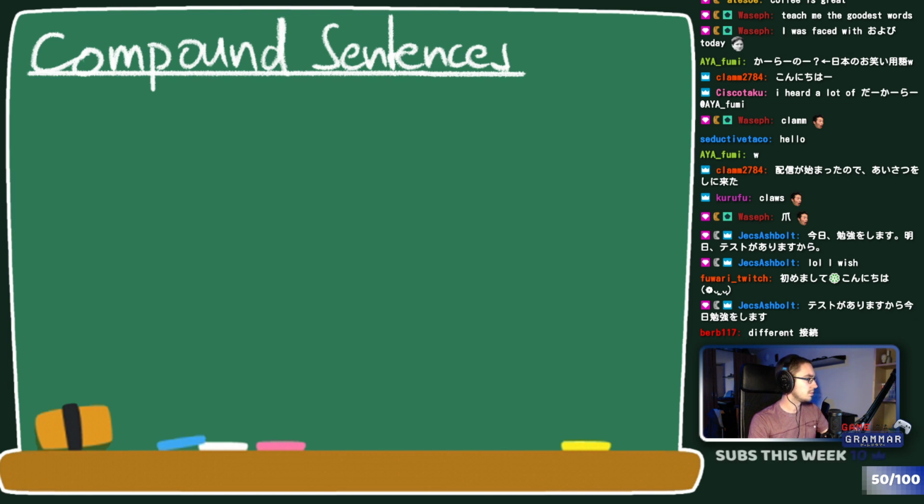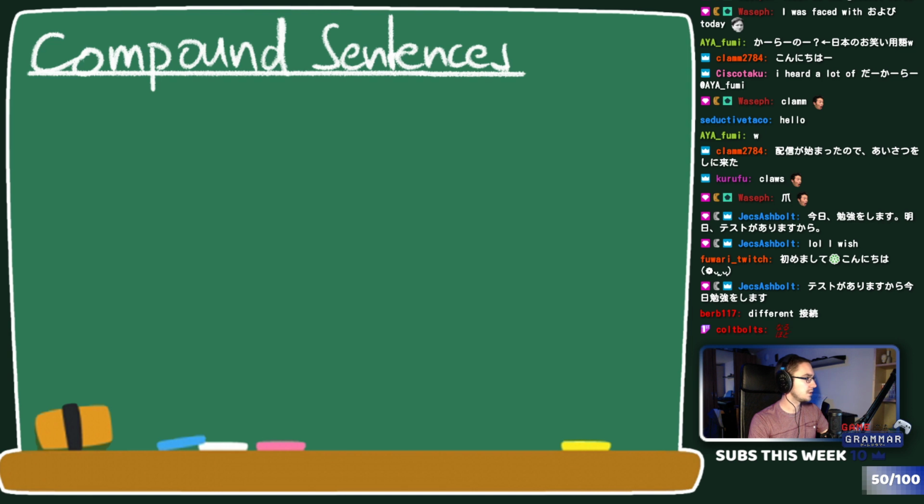So, let's actually grab a sentence. There we go. This one's good. All right. So, let's see a few different examples of what to put kara no de after. So let's start with this. We will have a sentence with an adjective.